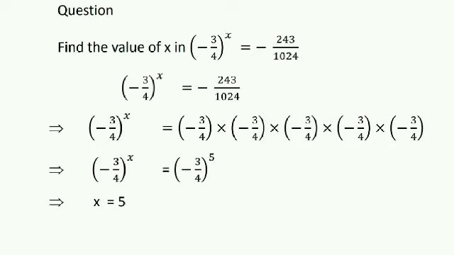Now, minus 3 by 4 to the power x is equal to minus 3 by 4 to the power 5. Here, on both the sides, we have the same base. If we have the same base on both the sides of an equation, then the exponents also will be the same. That means the value of x must be 5 and hence the answer.